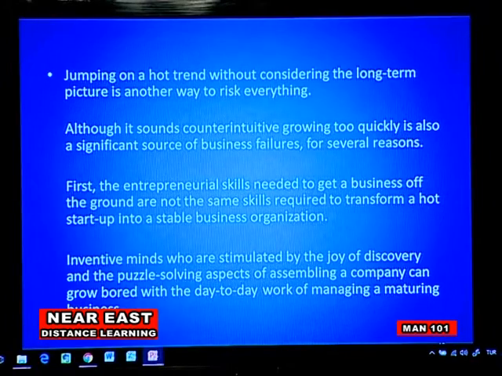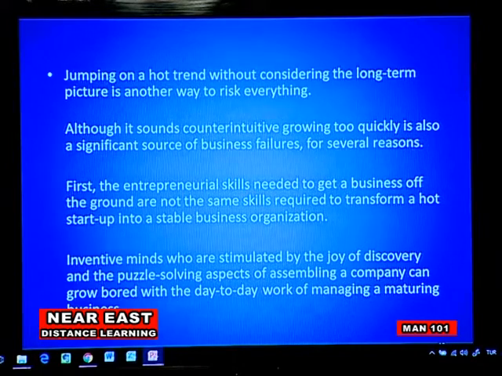Why new businesses fail? Businesses can fail for any number of reasons. Lack of management skills, experience, and proper financing are among the top 10 reasons for failure. Jumping on a hot trend without considering the long-term picture is another way to risk everything. Although it sounds counterintuitive, growing too quickly is also a significant source of business failures for several reasons. First, the entrepreneurial skills needed to get a business off the ground are not the same skills required to transform a hot startup into a stable business organization.